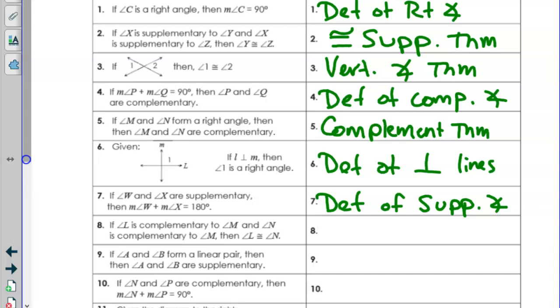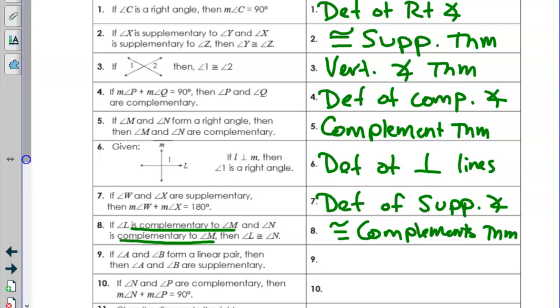Number 8, if L is complementary to N, and N is also complementary to M, then how do I know L is congruent to M? Very good. It's the congruent complement theorem. Again, if you have two angles complementary to the same angle, they have to be congruent. Number 9, if angle A and B form a linear pair, then angle A and B are supplementary. Very good. Linear pair postulate.